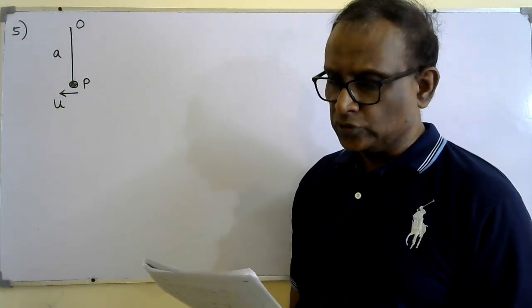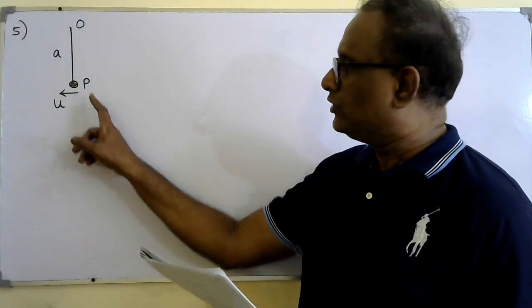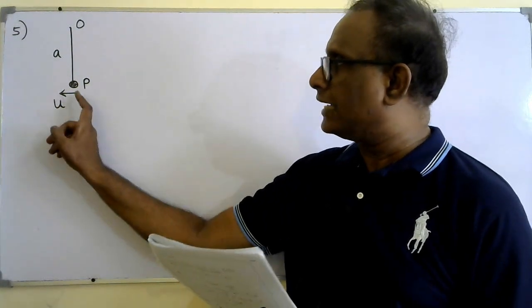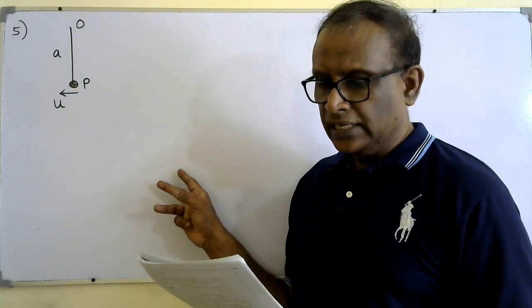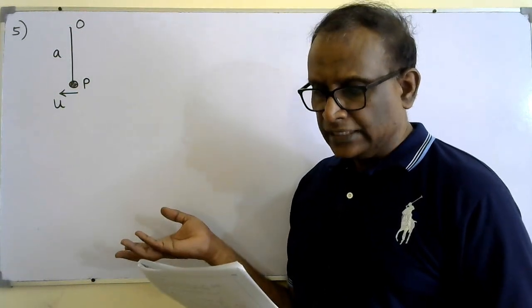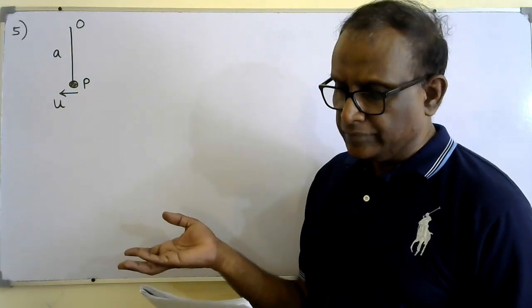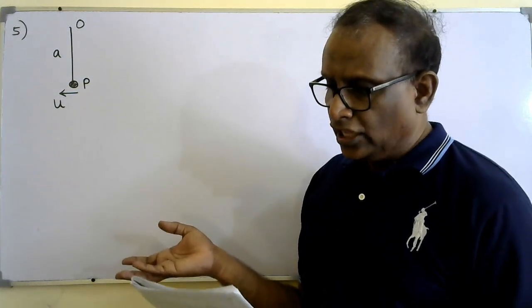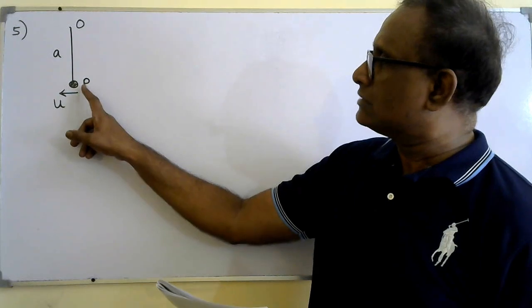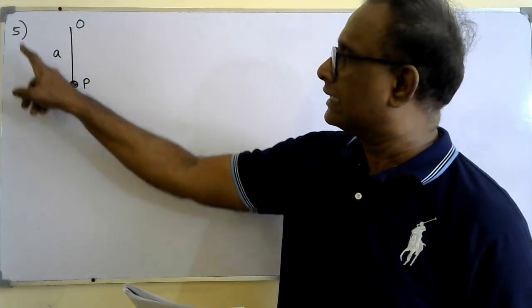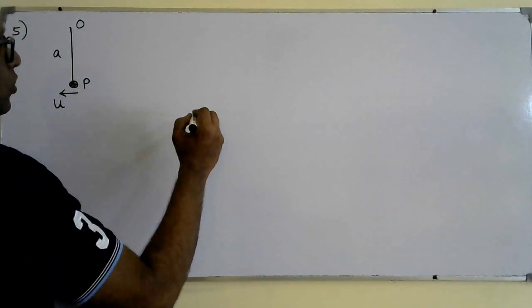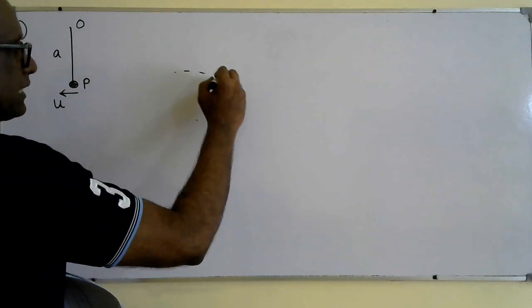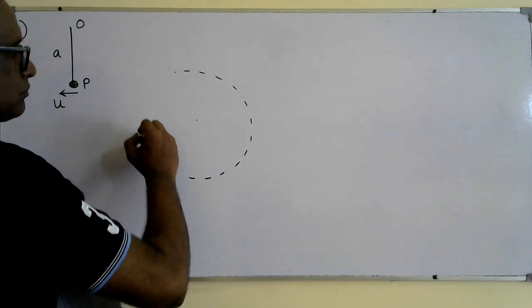The particle is then projected horizontally with a speed u. So it's thrown like this horizontally at the lowest point, where u is greater than the square root of 2ag. Air resistance is negligible. At the instant when the string makes an angle theta with the upward vertical, the particle is going to move on a circular path. Upward vertical means something like this. This is O, so the particle is moving on a circular path projected from the bottom.